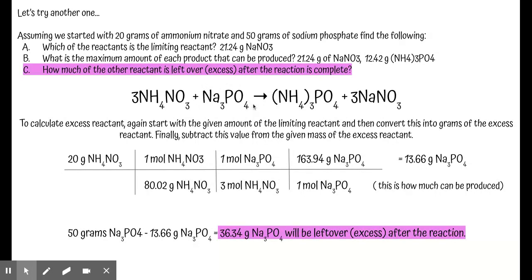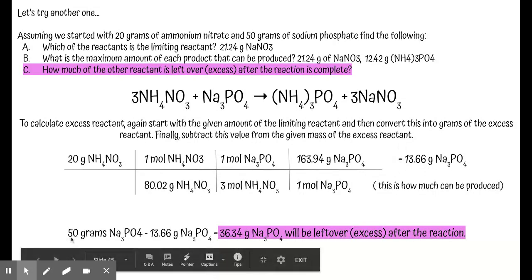So now we've done stoichiometry for all combinations of the limiting reactant and everything else in this problem. So we are going to convert this into the sodium phosphate, which is the other reactant, and figure out that you will use up 13.66 grams of sodium phosphate in this reaction. So if we started with 50 grams of sodium phosphate, and we're only going to use 13.66 grams of sodium phosphate, we're going to have 36.34 grams of sodium phosphate left over when we're done.